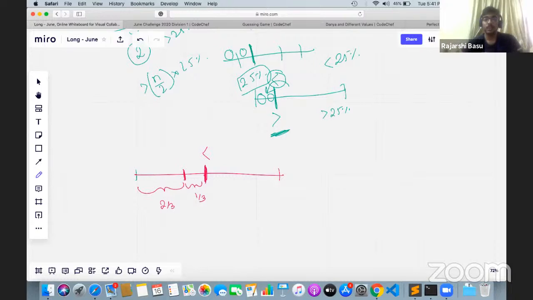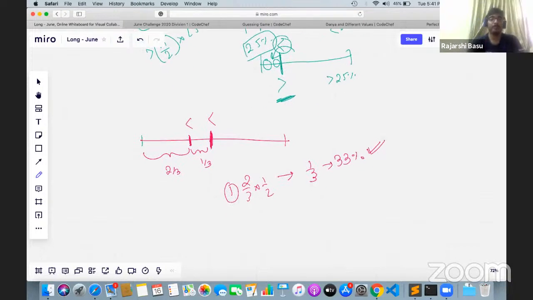Okay. Now there are again two cases. In the first case, you get a less than symbol. Then how much are you removing? You are removing 2/3 of half, right? So that's 1/3, which is 33%. So in this first case, you get to remove 33% and you are very happy.